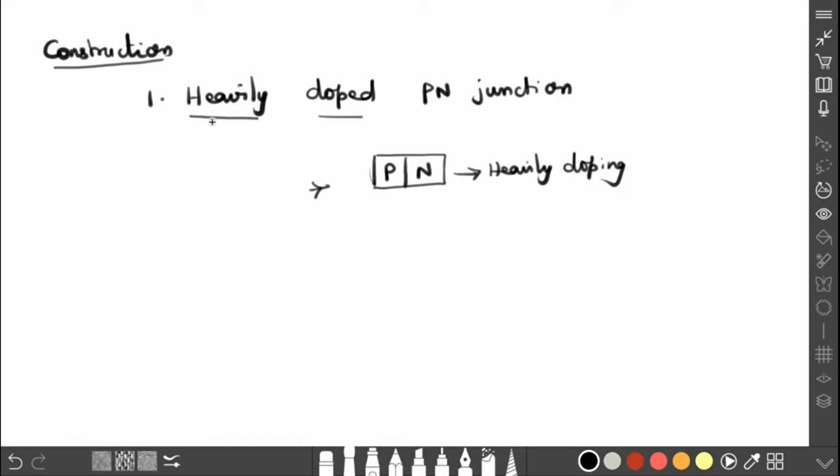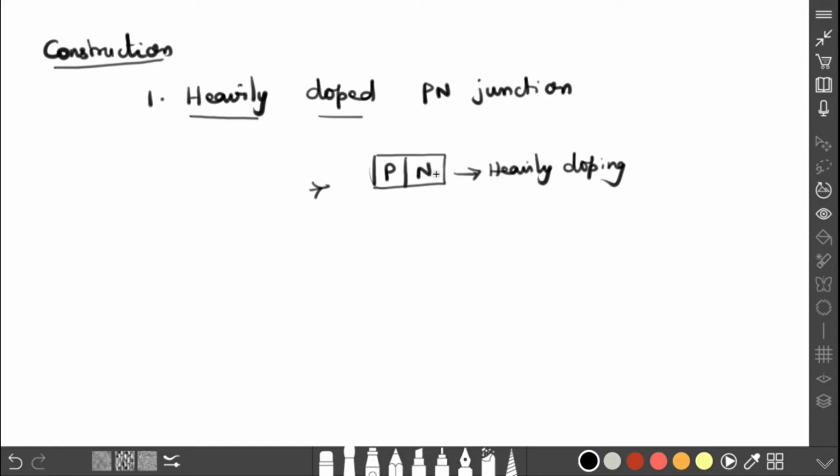Why are we doing it like this? Only then can it work under reverse biasing. So the voltage of the Zener diode is carefully set by controlling the doping level during manufacturing. Here we are going to set the Zener voltage, which we will discuss in the VI characteristics. So the construction part is that the Zener diode is a heavily doped PN junction, with P type and N type both heavily doped.